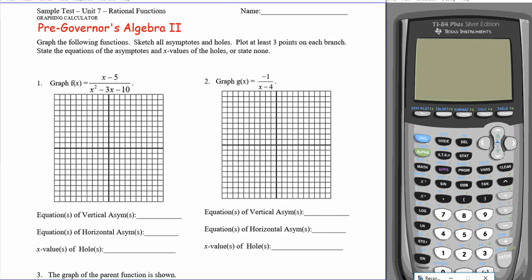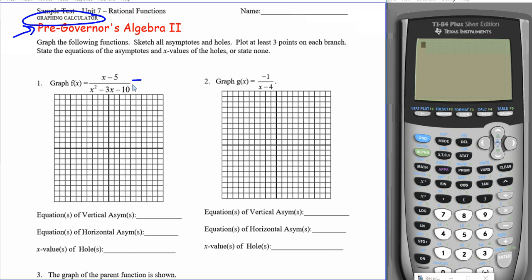All right, this is the sample test for the Unit 7 test on rational functions. This is for just the pre-AP Algebra 2, so we have things without a calculator on this as well. But right now we're in the graphing calculator section. So for these, we're supposed to graph the functions. We're supposed to sketch all asymptotes and holes and plot at least 3 points on each branch. We state the equations of the asymptotes and the x values of the holes, or state none.